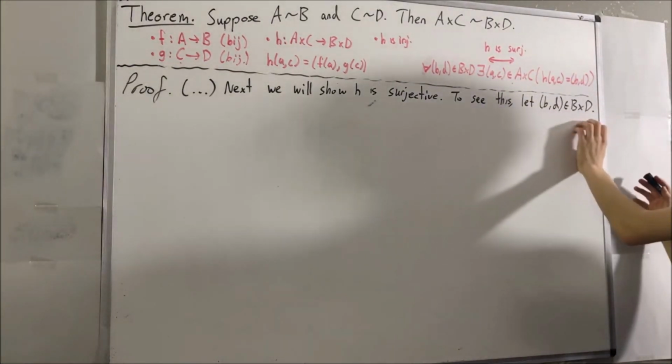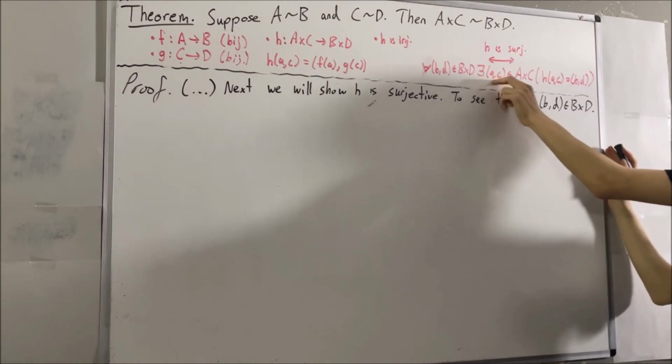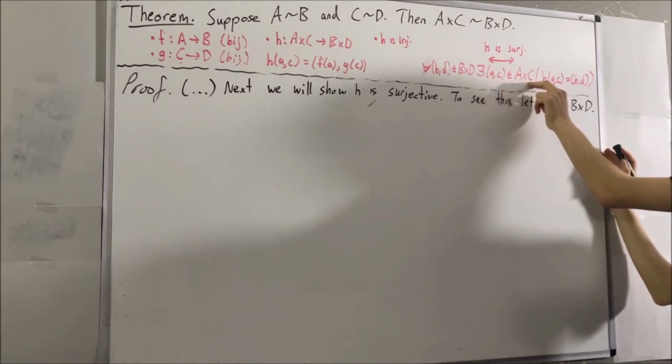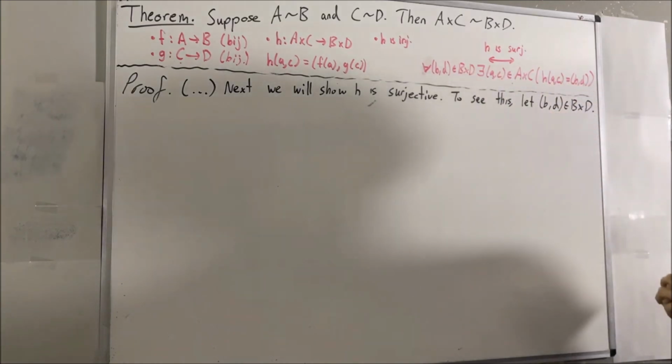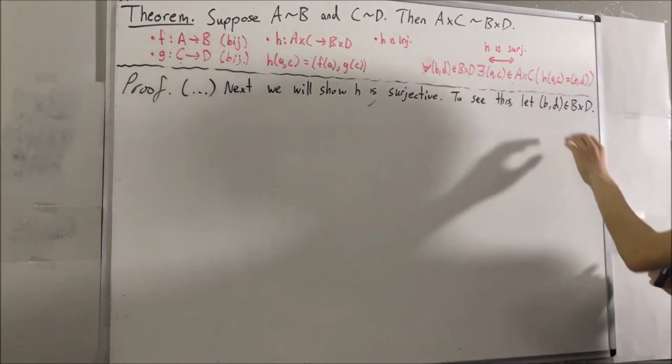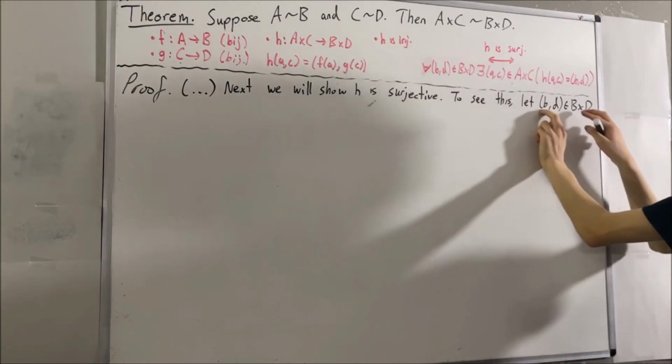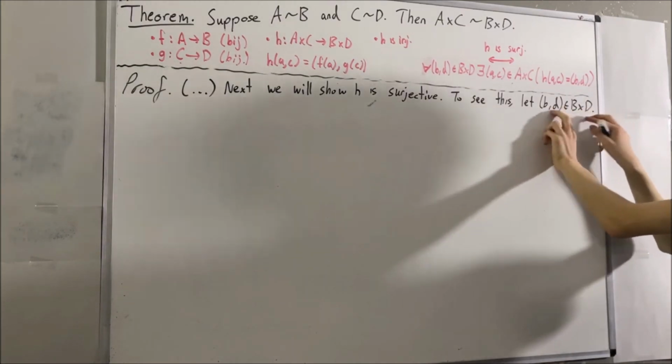Our whole goal now is to deduce that there is an element (a, c) in A times C such that h of (a, c) is equal to (b, d). Okay, so to start, we know that this means b is an element of B and d is an element of D.